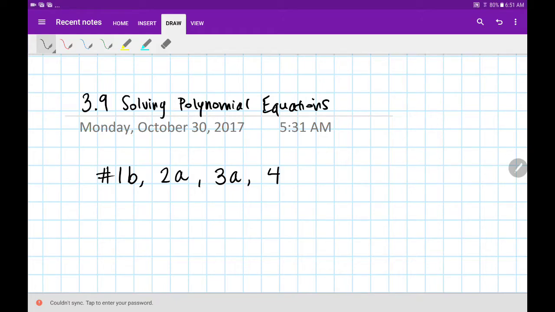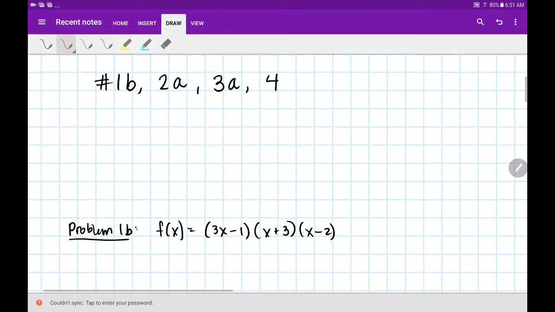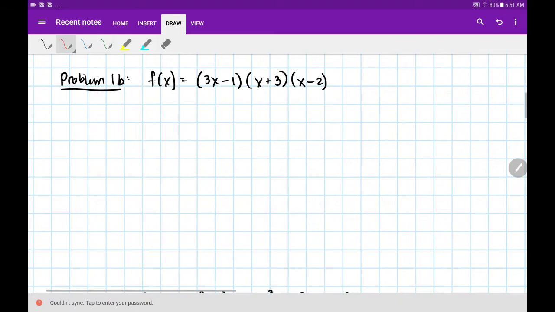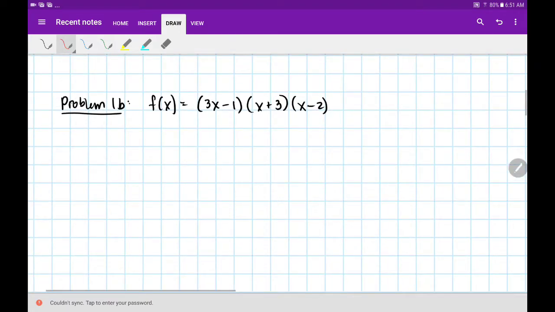Welcome to today's lesson. Today we're gonna be solving polynomial equations, and we'll do one problem from each section on the homework. So let's start with problem 1b. The instructions say find the zeros.